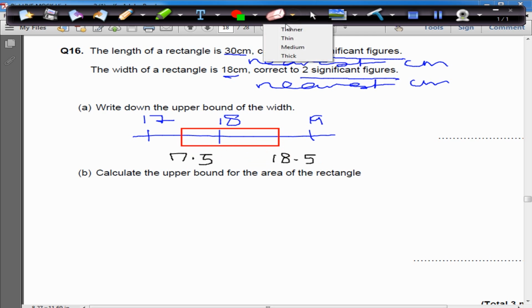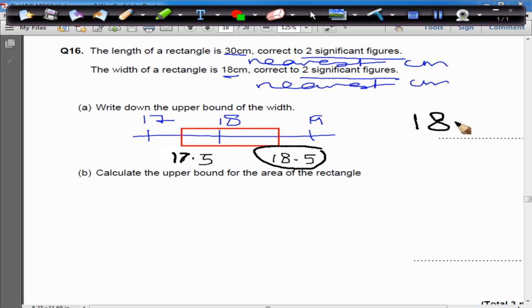Okay, please forgive me for my drawing. It's right on the upper bound. So the upper bound would be which one? 18.5. So we write this over here. Oh, we've got a bit more fatness here. Nice big thick pen.